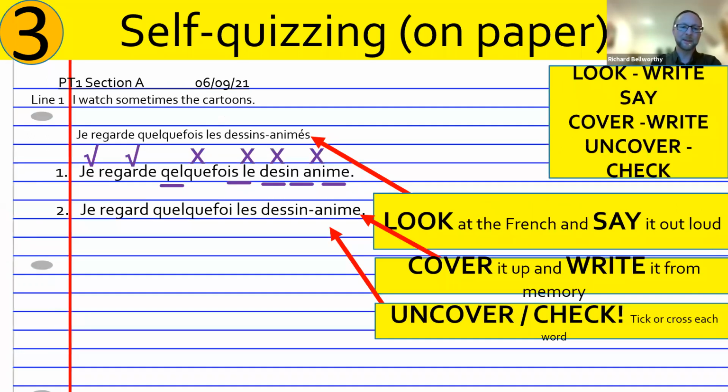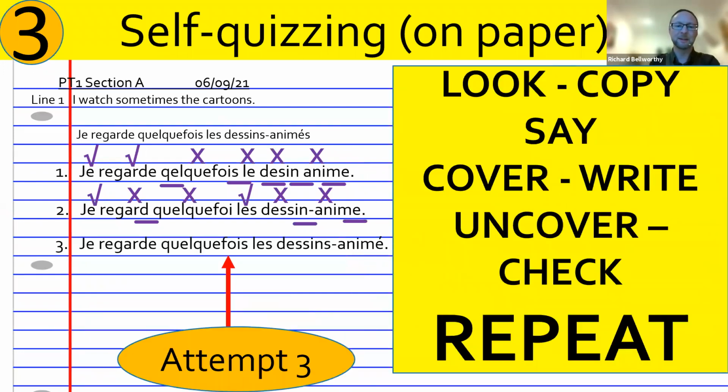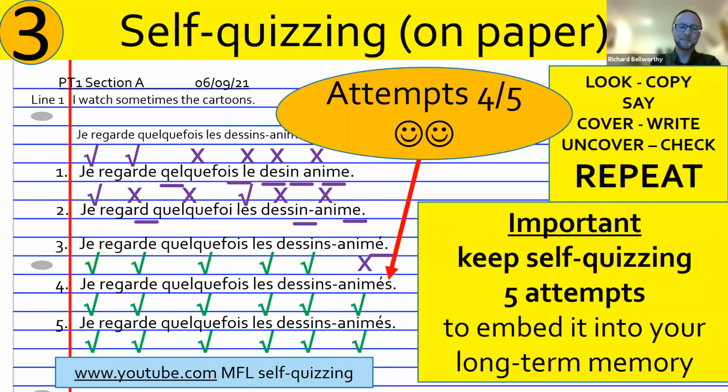They have to do it again as homework. Second attempt, they still didn't get it right. They cover it up. They check it. They're getting it more and more right. And then eventually their homework looks like this, that they hand in for that one line.